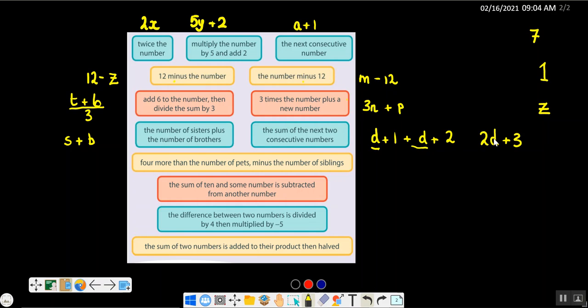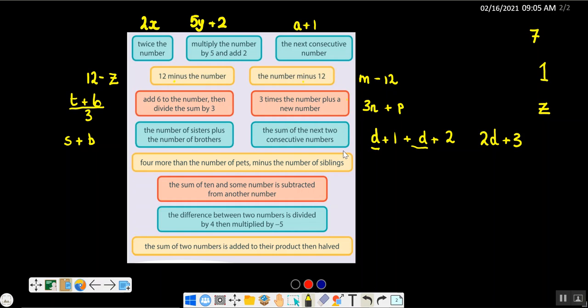That's an important one. I keep telling you the consecutive number ones are super important. All right? 4 more than the number of pets minus the number of siblings.